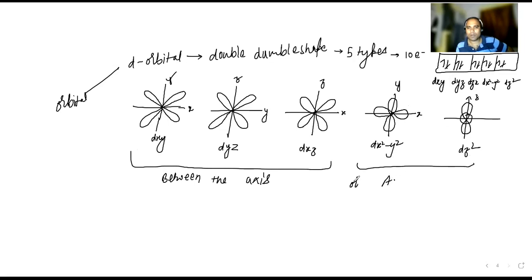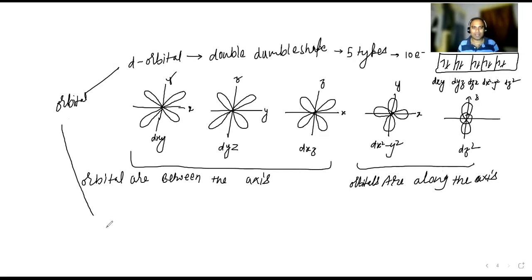If you are talking about orbitals along the axis, yes or no? Okay. And orbitals between the axis. I think it will be okay to you this much. Have you drawn this one? Not the last one. Okay, you draw please, on A4. Okay, done.